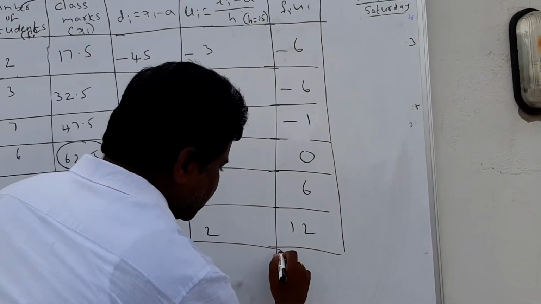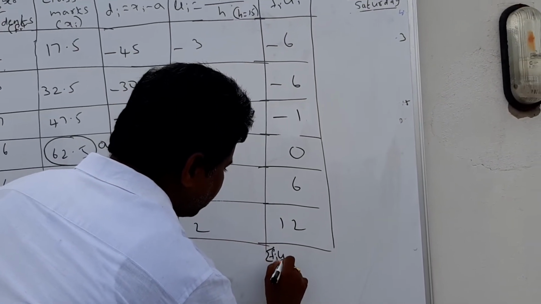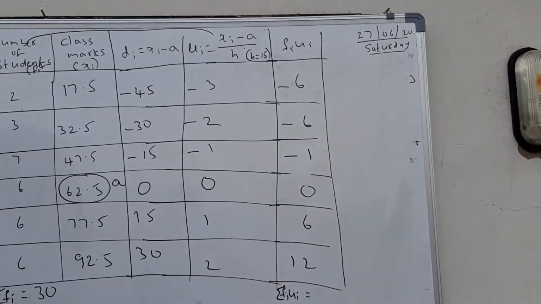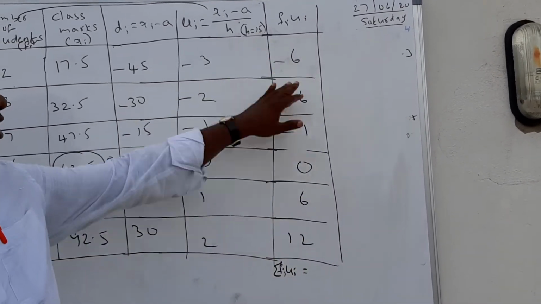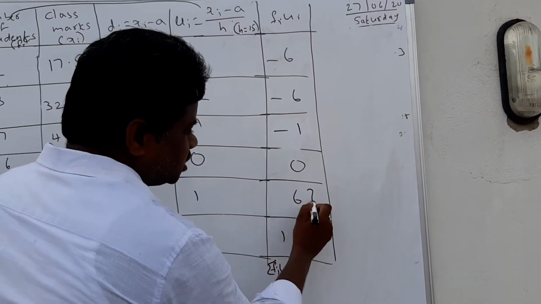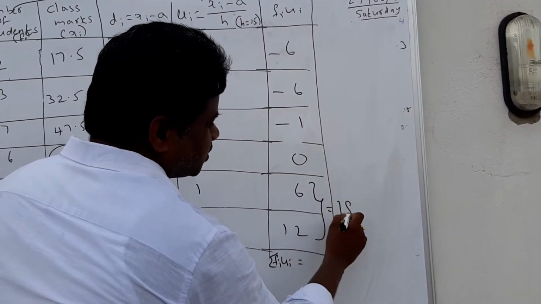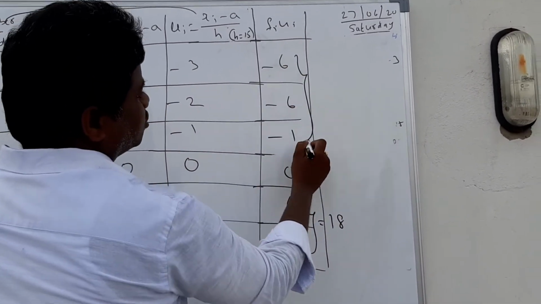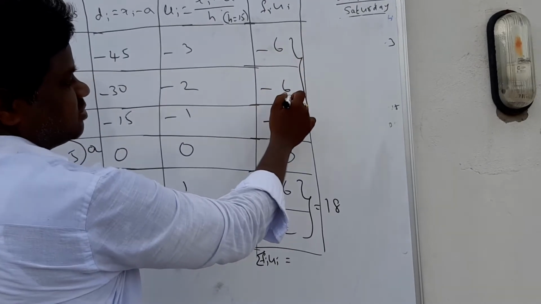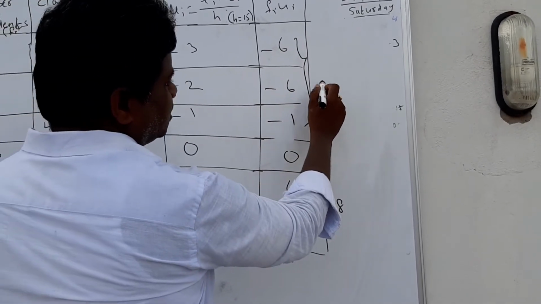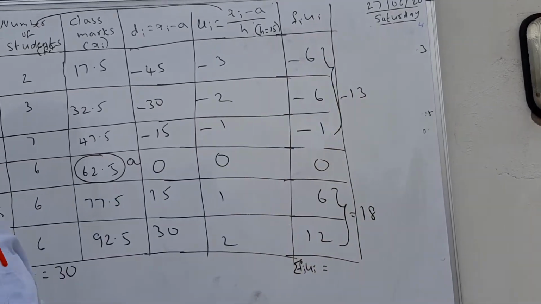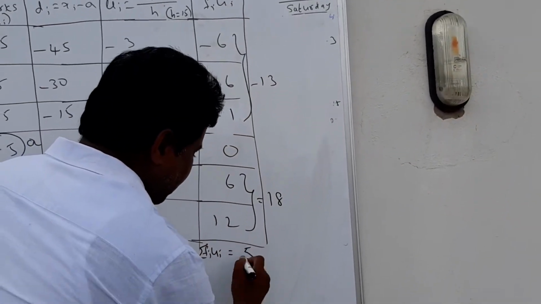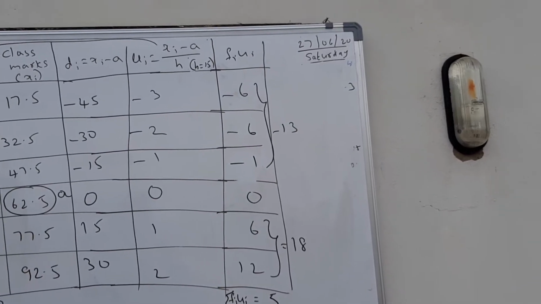Here also you have to add sigma fi ui. First you have to add the positive values. What are the positive values? 6 and 12. 6 plus 12 is 18. And these are the negative values: minus 6, minus 6, minus 12, minus 12, minus 7, minus 13. So 18 minus 13, you will get 5.